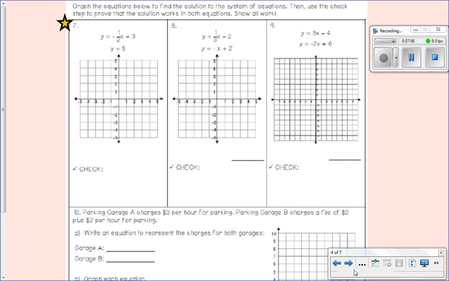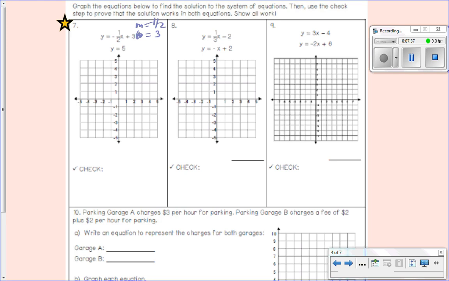We're going to graph the equation below to find the solution to the system of equations. Then we are going to use the check step to prove that the solution works in both equations. Okay? So we'll do the one that started number 7. And then what is our slope? Negative 1/2. Good. And our y-intercept is 3.